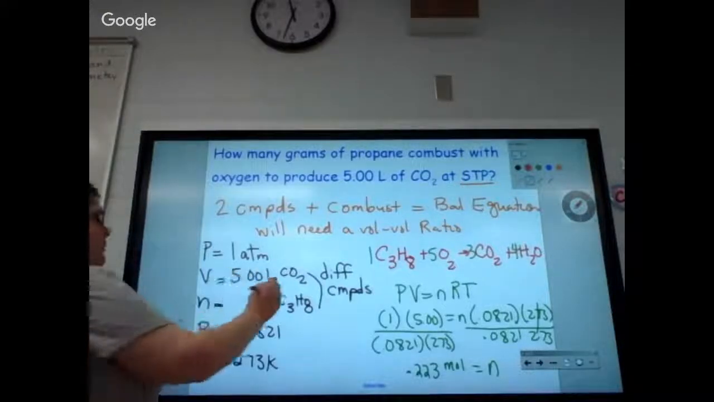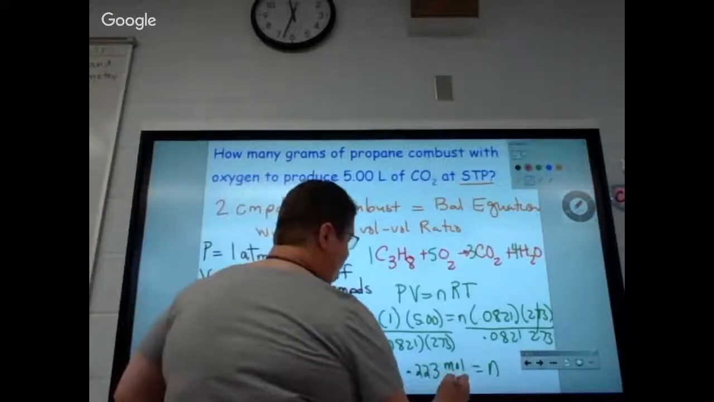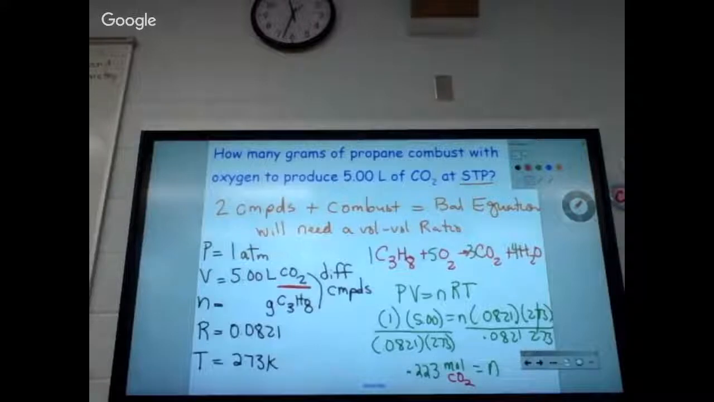Oh. Sorry. I don't know what to tell y'all. It's moles of CO2. That's because I like you best. If I'm going to get somebody sick, it'll be you. All right, it's moles of CO2.